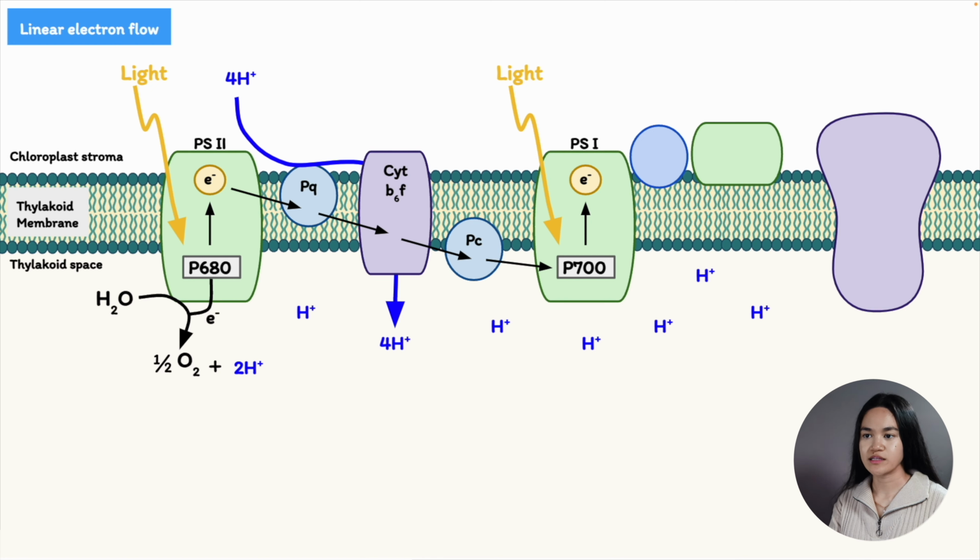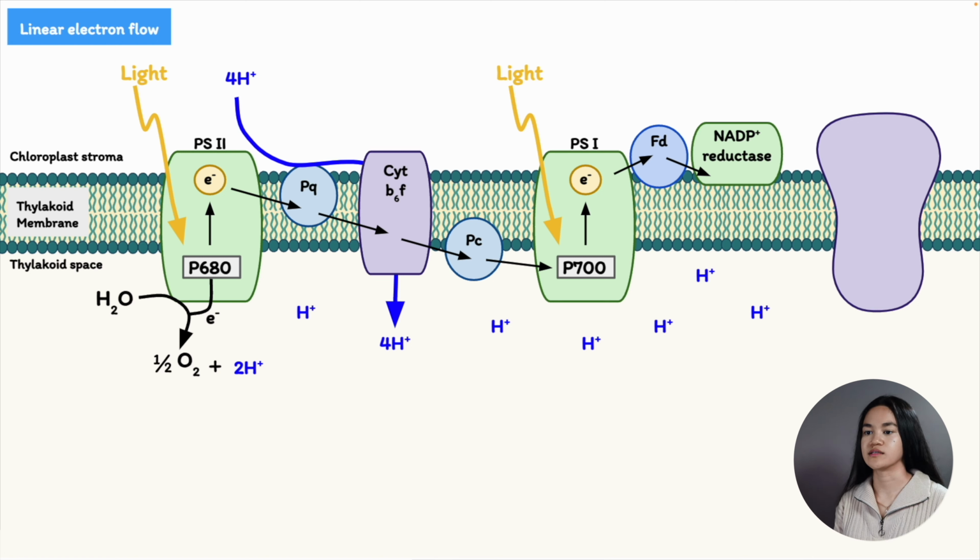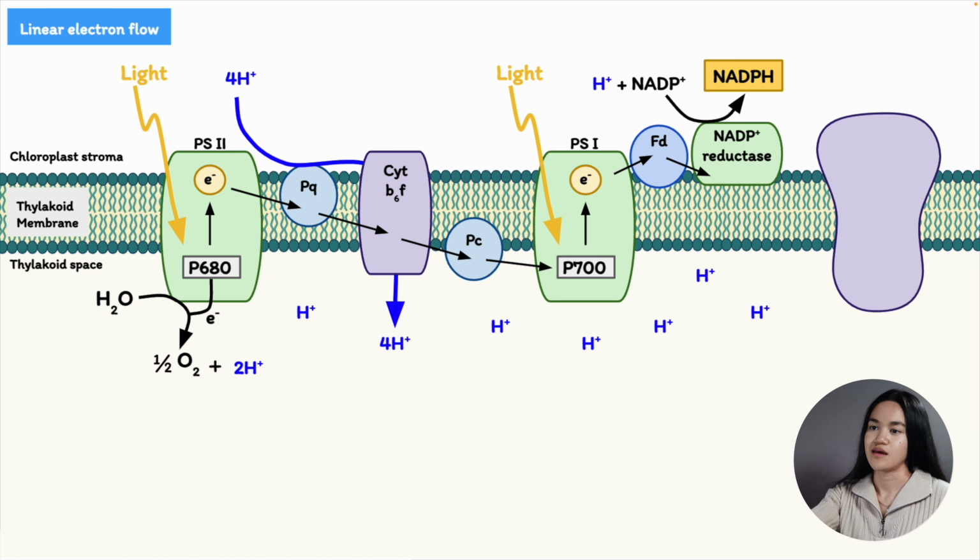The photoexcited electrons are then passed from the primary electron acceptor of Photosystem I down a second electron transport chain through the protein ferredoxin, FD. Take note though that this chain doesn't generate a proton gradient, and so it doesn't produce ATP. The electron is then transferred to an enzyme called NADP plus reductase. This right here, NADP plus reductase. This enzyme transfers electrons to the electron carrier NADP+, and we make NADPH.